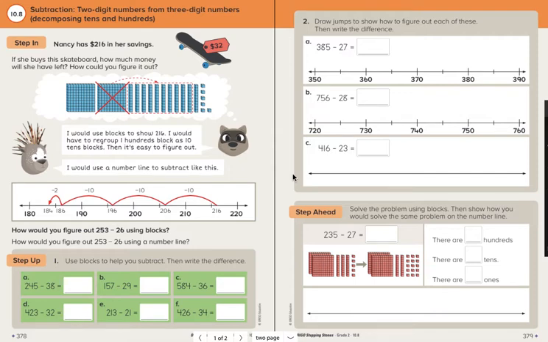All right, so now it is time for our workbook pages. So we're doing 10.8. So we're going to be open to journal pages 378 and 379. Let's just take a look over here at the step in while we're on the page.